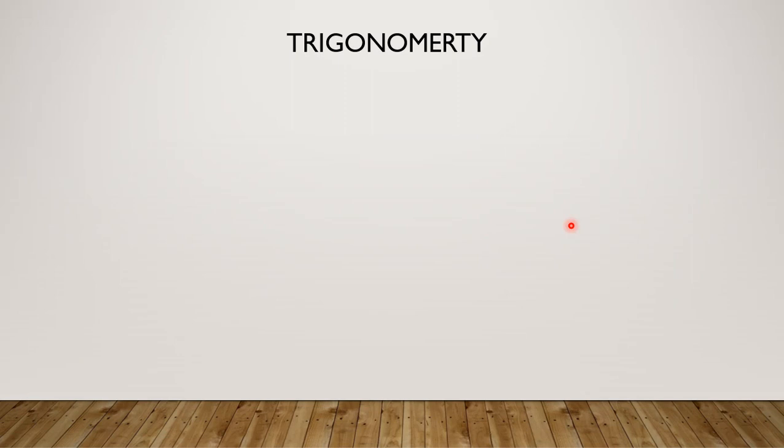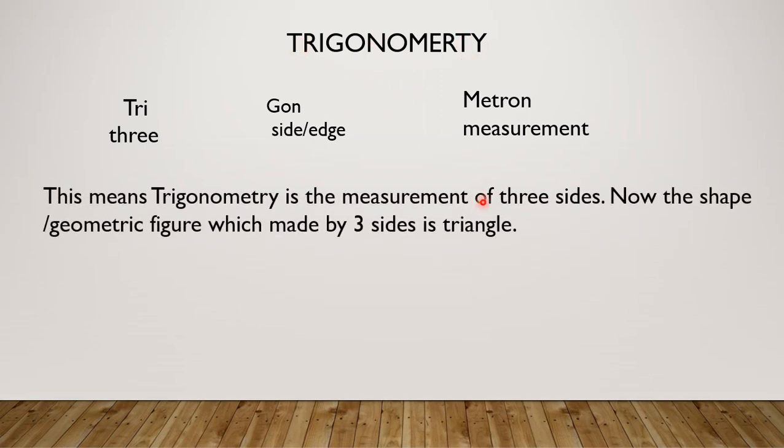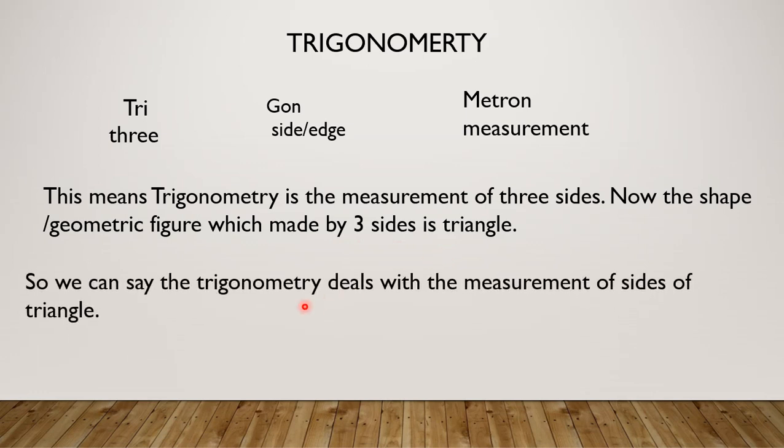Mainly, this word trigonometry is a combination of the words trigon and metron. That is, tri is 3, gon is side, and metron is measurement. So the meaning of trigonometry is three side measurement, or measurement of three sides. The geometric figure made by three sides is a triangle. Then we can say that trigonometry deals with the measurement of sides of a triangle.